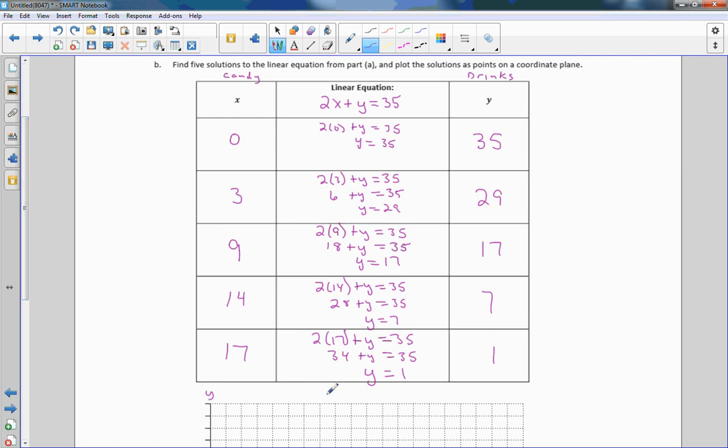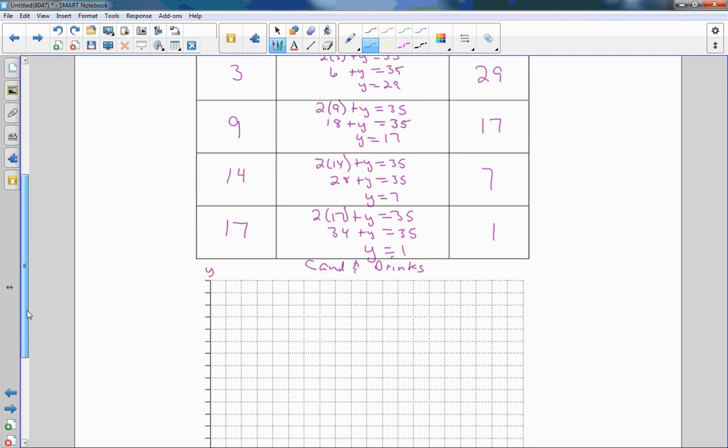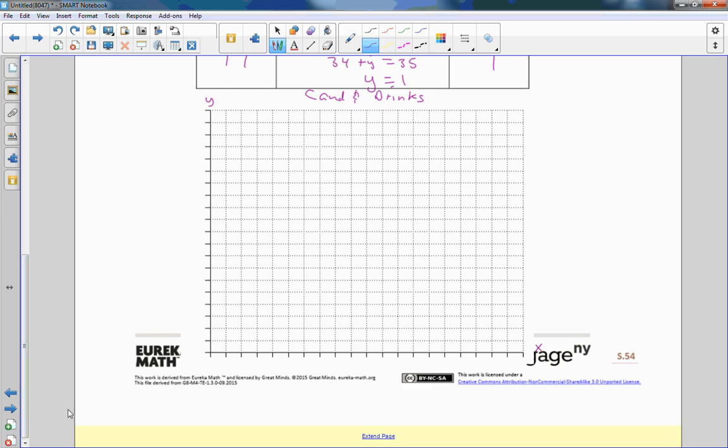Candy and drinks at the movies? Or we could just say candy and drinks for our title. And then X is candy, so this is bags of candy down here. And then across the side, this is drinks. So we should always label our coordinates and our axes. And this is the origin, 0, 0.